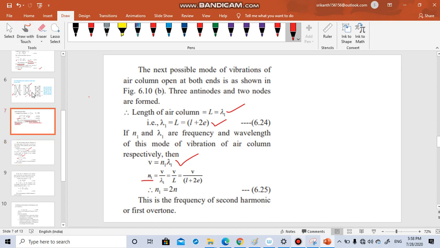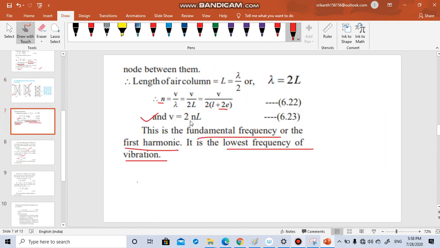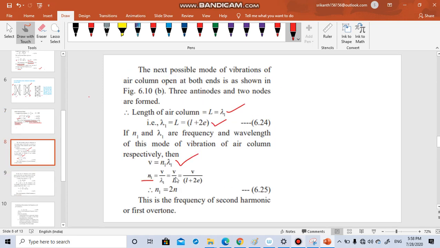So just go back and see what is happening here. Here you have calculated the frequency. It is V by 2L. It is the fundamental frequency. V by 2L. And how much is the value here? It is V by L. There it is V by 2L. Here it is V by L. So this is more. So this is 2N. This is 2 times the natural frequency.